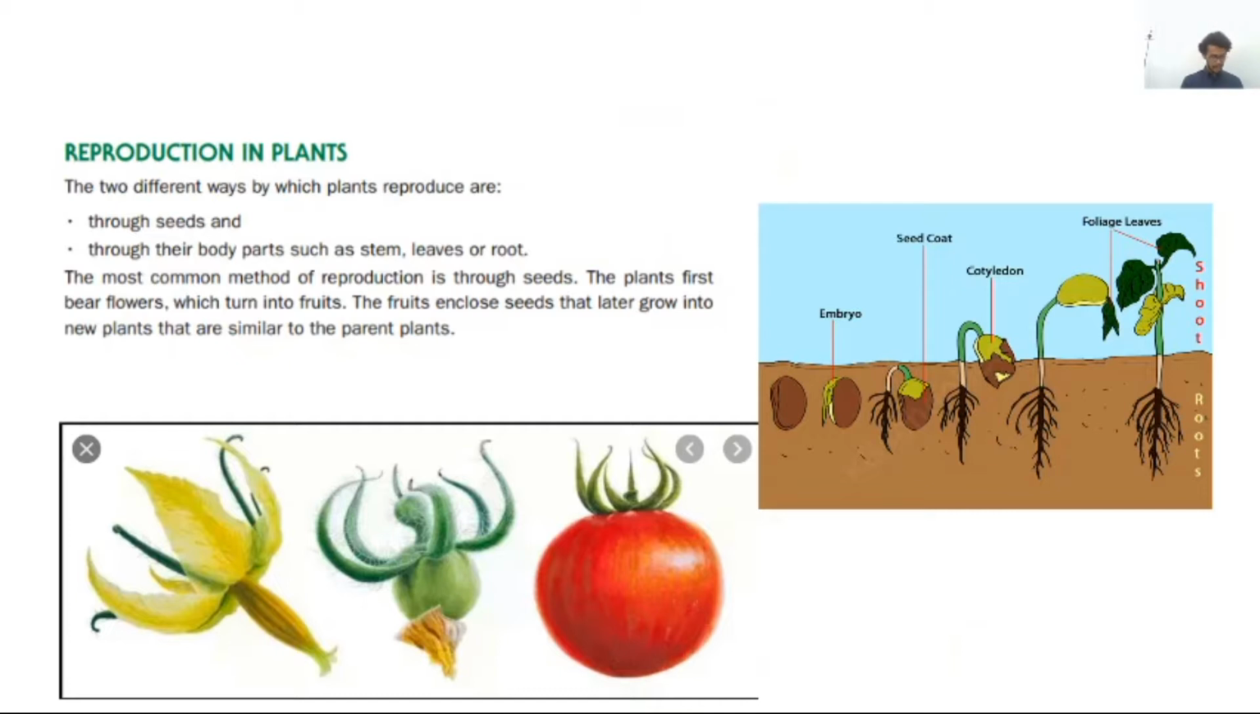Okay, let's look at page number 280, over here on the bottom left side. We will learn about reproduction in plants.